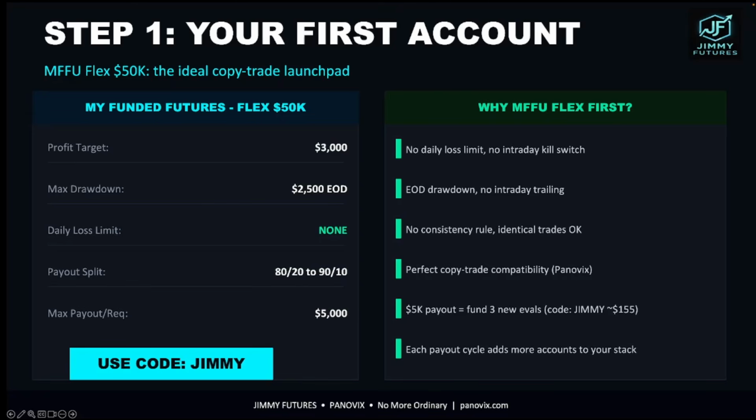All right, so your first account, I recommend the My Funded Futures Flex 50K, because it's a 50K account. It has a $3,000 profit target. It is an 80-20 split on the payouts, but the max payout is $5,000. So you don't have a daily loss limit. You don't have to worry about that.